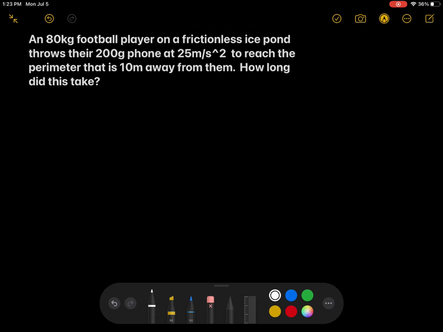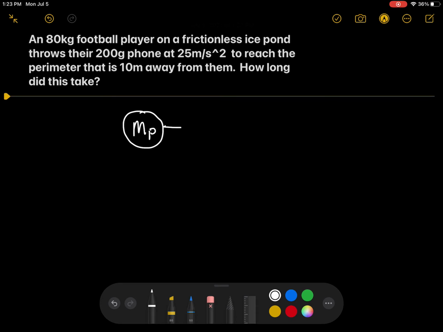Okay, well first things first, let's look at the forces being applied to the phone. We're going to have some mass, the mass of the phone, being thrown at some acceleration. I'll say this is AP for the phone. And the force, according to Newton's second law, is just MP times AP.